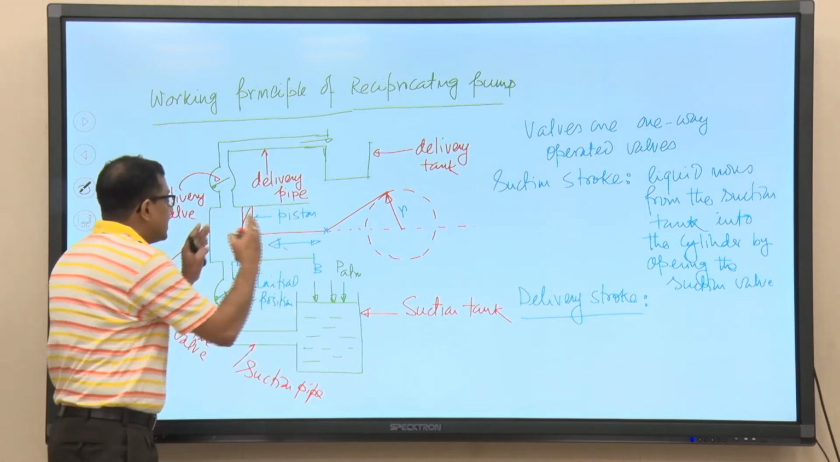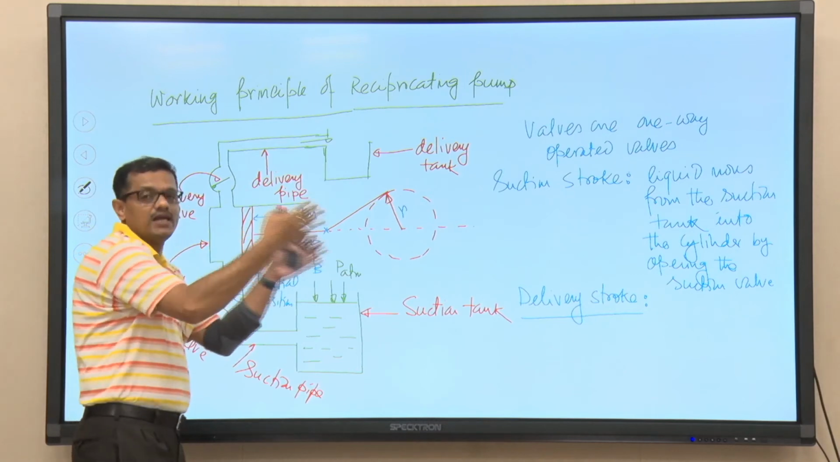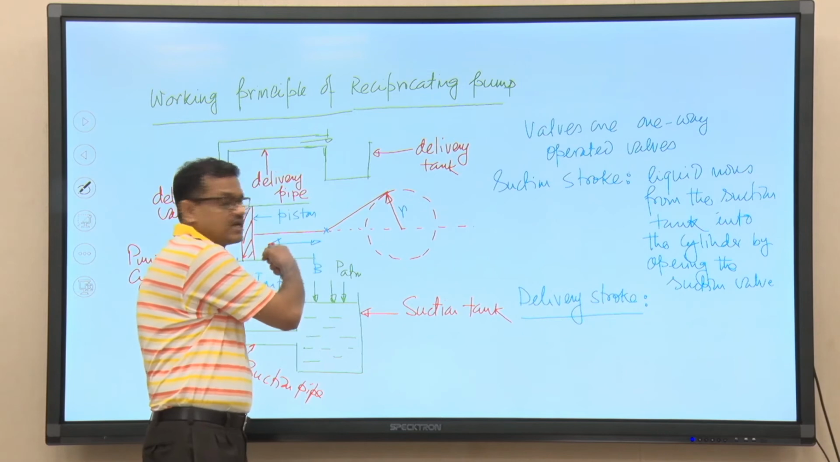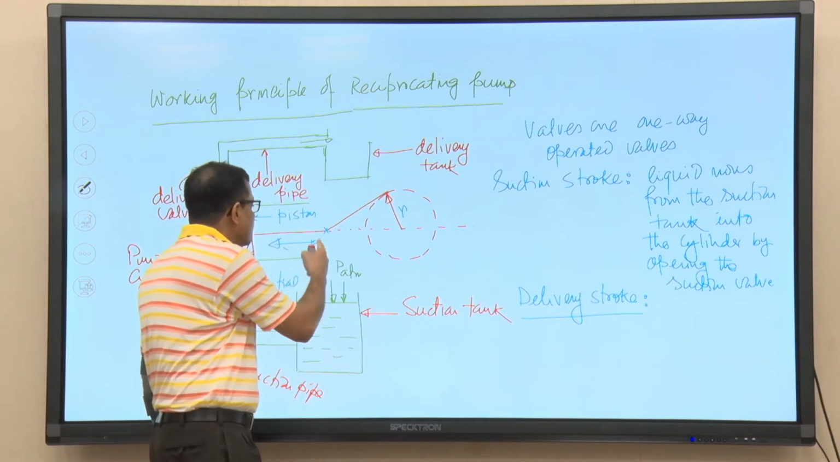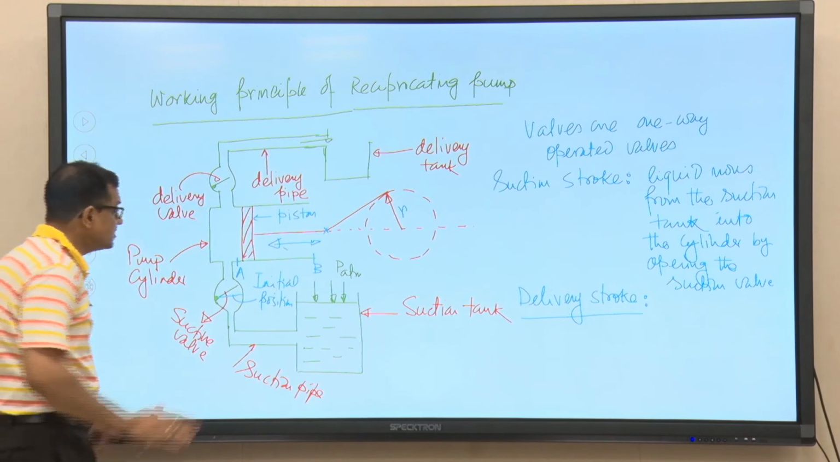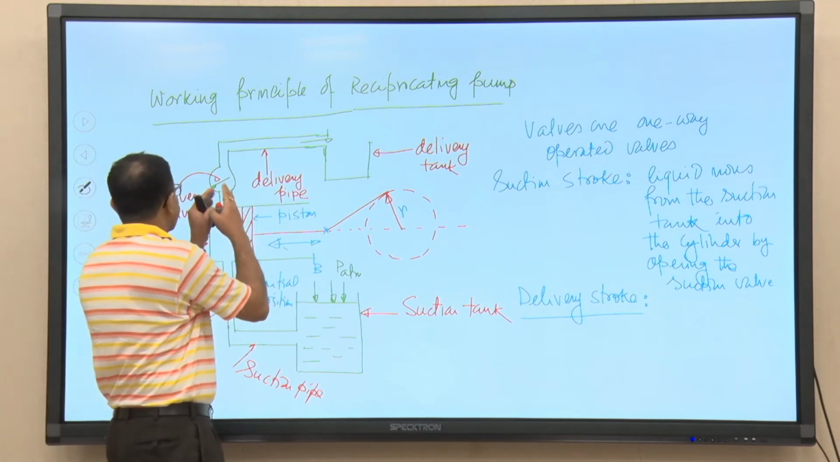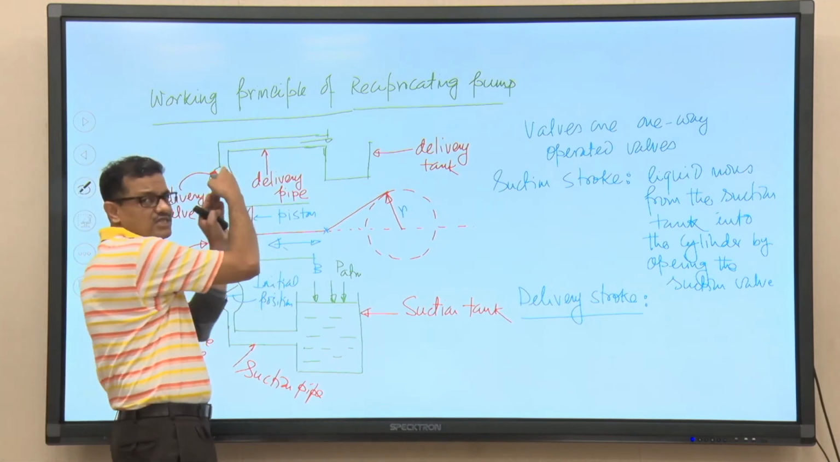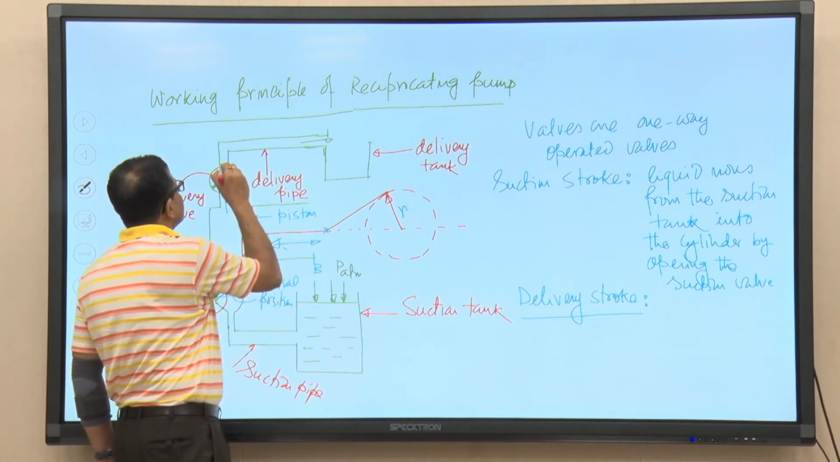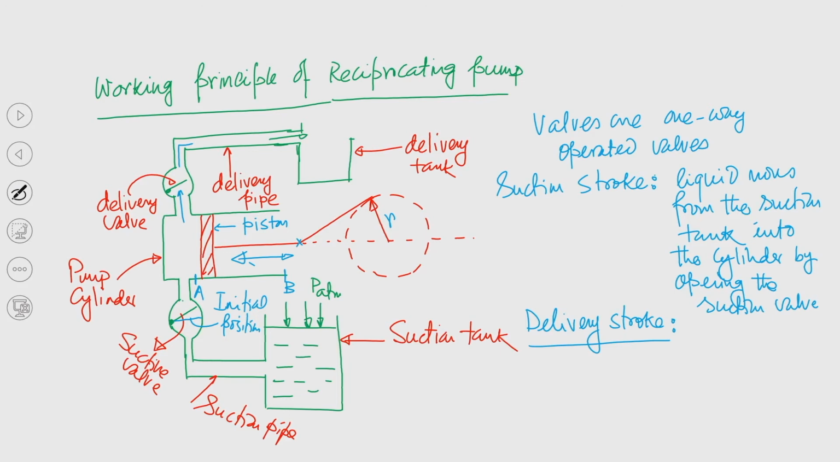What will happen? The pressure inside the cylinder will build up because of the forward movement of the piston, that is, the movement of the piston from the outer end of the cylinder to the inner end. That pressure will now allow the delivery valve to open, again this is a one way valve. So, the delivery valve will open and the liquid will eventually go to the delivery tank through the delivery pipe. So, this is how the cycle is completed.